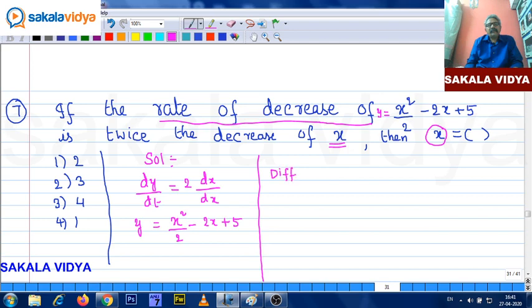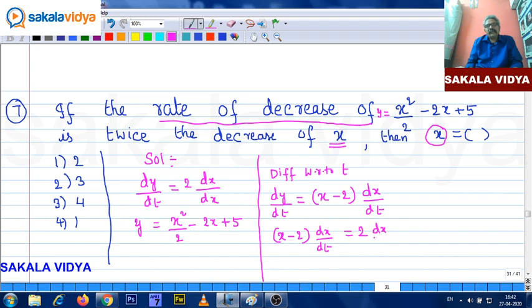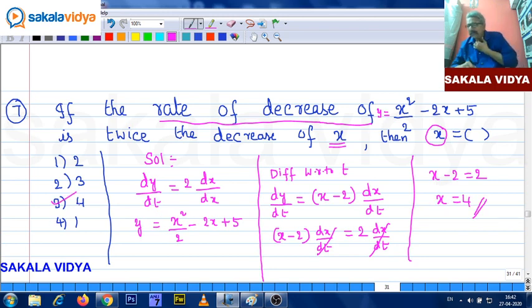Differentiate with respect to time t. So dy by dt is equal to, this time I write directly, x square differentiation is 2x by 2, x minus 2 with respect to dx by dt. So x minus 2 into dx by dt equals dy by dt, which is given as 2 times dx by dt. dx by dt gets cancelled. We have x minus 2 is equal to 2. A simple linear equation you need to solve. 2 plus 2 is 4. So x is equal to 4. Third option.